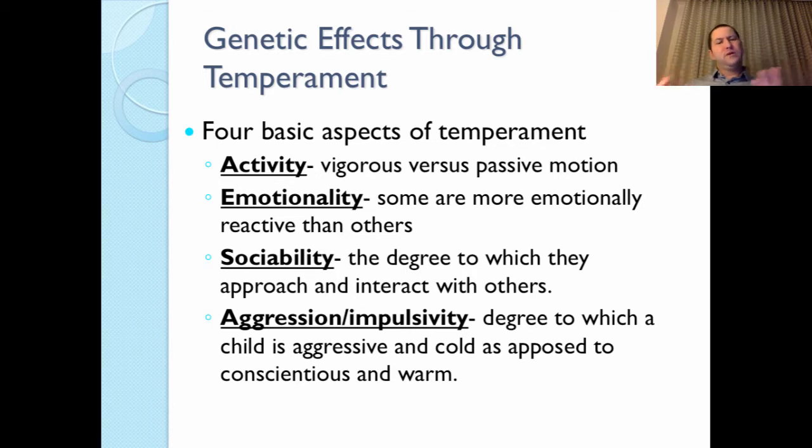Sociability refers to the degree to which people approach or interact with people. You might want to refer to this as the introversion extroversion factor as it relates to biological basis. And then we talked about aggression and impulsivity. This is the degree by which a child is aggressive and cold as opposed to conscientious and warm. And as I mentioned, we can see this as early as 3 years old. So temperament plays a notable role.